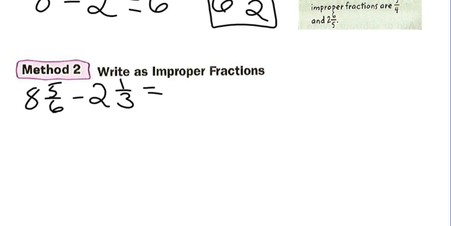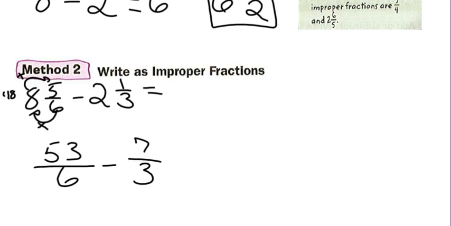To do that, take your denominator, multiply it by your whole number, and then add that to your numerator. So 6 times 8 is 48, 48 plus 5 gives us 53. So this is 53/6. And then we subtract from that 3 times 2 is 6, plus 1 is 7, so 7/3. Now we just have fractions, so we can subtract them like fractions.